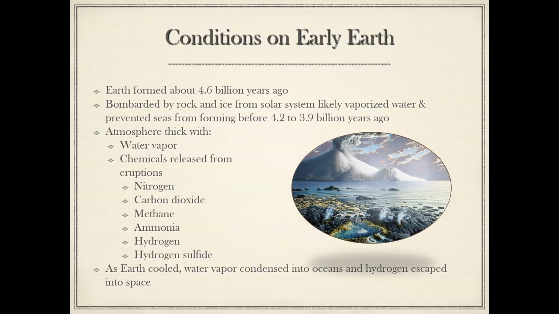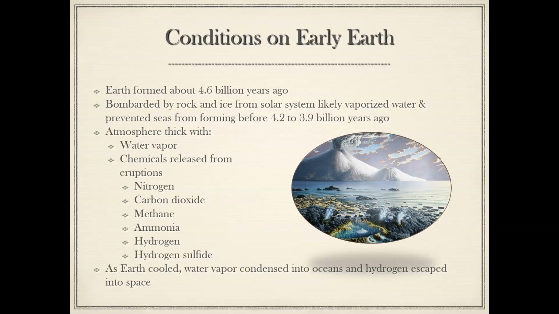Tons of other chemicals are being released, so not only are we getting hit with stuff, but being bombarded by that rock and ice from the solar system is also causing a lot of geologic activity, mainly volcanic activity. So there's all sorts of eruptions going on, and every time that those happen, they also spew all sorts of chemicals into the atmosphere as well, things like nitrogen, carbon dioxide, methane, ammonia, hydrogen sulfide, so on and so forth.